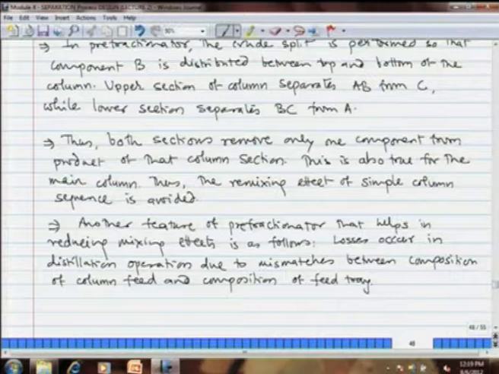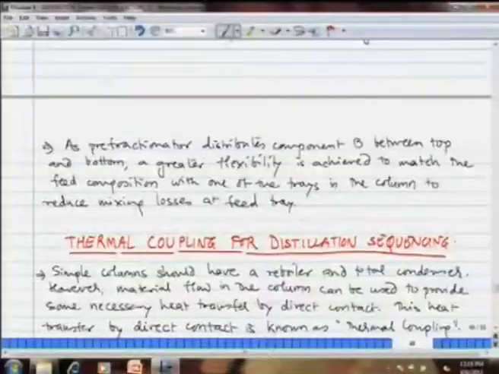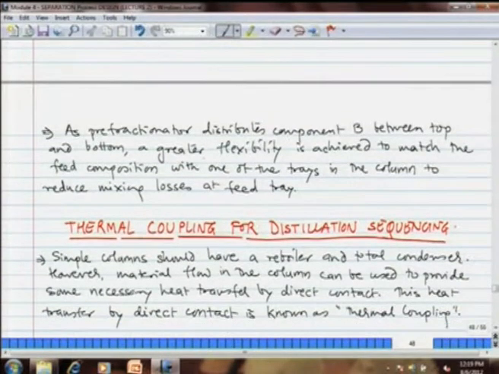Another feature of the pre-fractionator is that it helps in reducing the mixing effect. Losses occur in the distillation operation due to mismatches between the composition of the column feed and the composition of the feed tray. But here the feed is being split into two parts, one part which is richer in A, one part which is richer in C, and then these are coupled to the main column. So, as the pre-fractionator distributes component B between top and bottom, greater flexibility is achieved to match the feed composition with one of the trays in the column to reduce the mixing losses. If the composition of the feed is different than the composition of liquid or vapor that already exists in the feed tray, then you are going to disturb the operation of the column. So, that mixing loss is avoided in a pre-fractionator system, and therefore, the total efficiency increases.